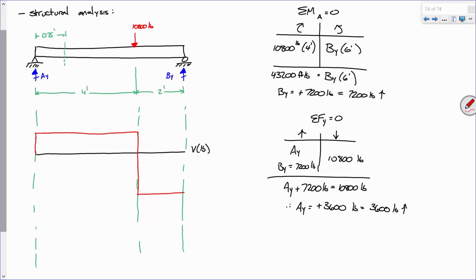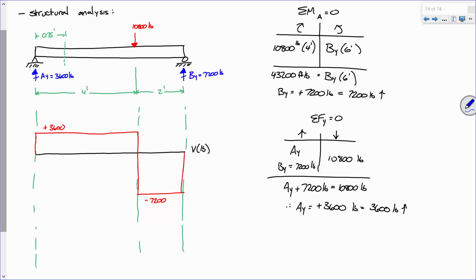No. We don't go down to negative 3,600. AY pushes up to 3,600, and then if we go down 10,800, that puts me at negative 7,200. Make sense? Yeah, keep in mind, this BY is 7,200. This is 3,600. Everybody okay with that?